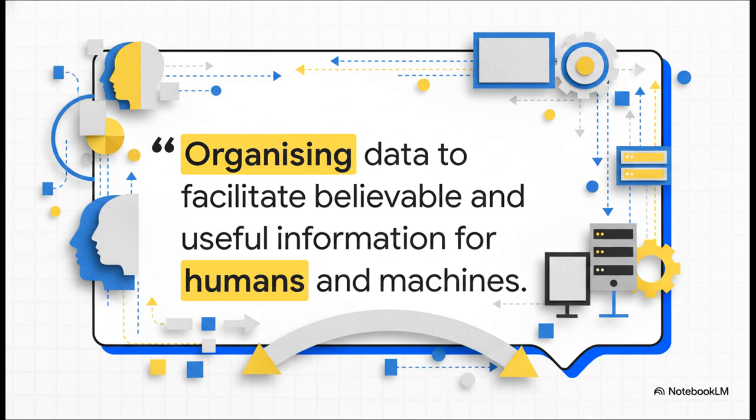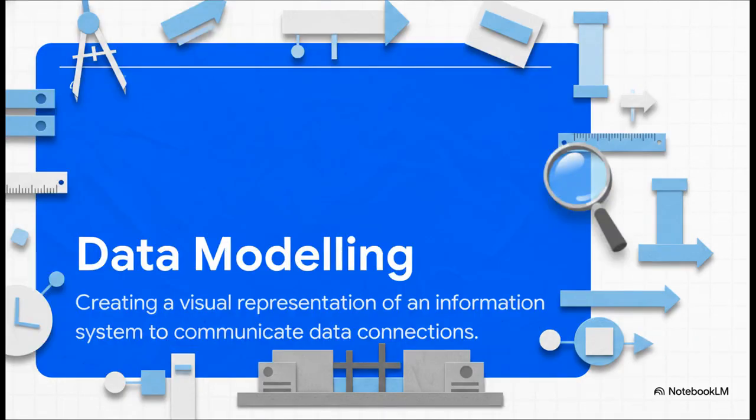To kind of ground us before we start, listen to this quote from Joe Reyes, the co-author of Fundamentals of Data Engineering. He describes data modeling as organizing and standardizing data to facilitate believable and useful information and knowledge for humans and machines. What's really fascinating here is that dual nature of the job. You aren't just writing code for a server, you're acting as the vital bridge between human business needs and machine execution. Because think about it, if the humans don't trust the information, or the machines literally can't process it, the whole model has failed.